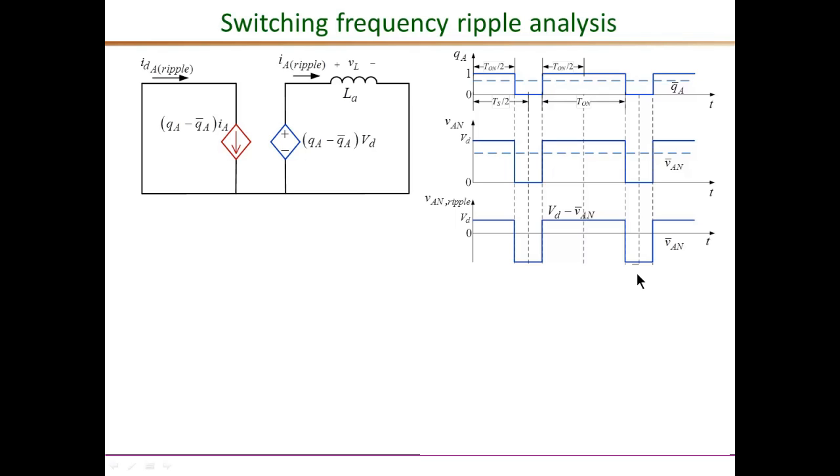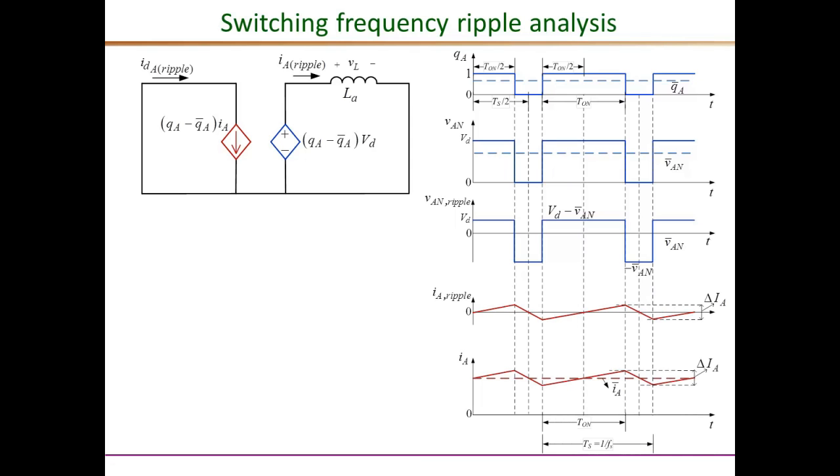Once you know the inductor voltage, we can draw the inductor current in the high frequency sense. That is this current waveform. It is rising during the on interval at a slope of (VD minus VAN bar) over L, and falling during the off interval with a slope of minus VAN bar over L. And you can add this high frequency content to the average value of the inductor current, which is obtained from the average equivalent circuit, and we can superimpose the two to get the complete inductor current.